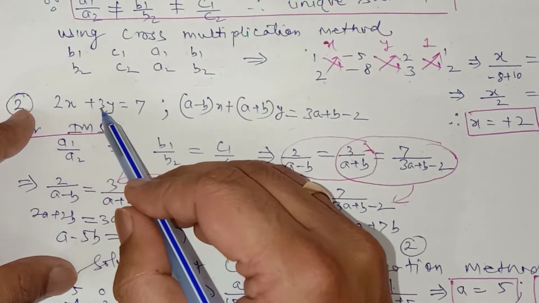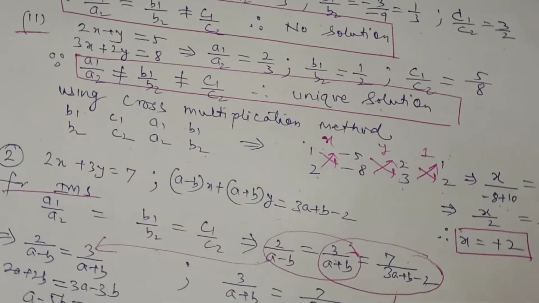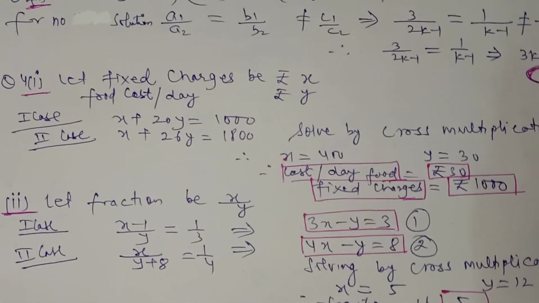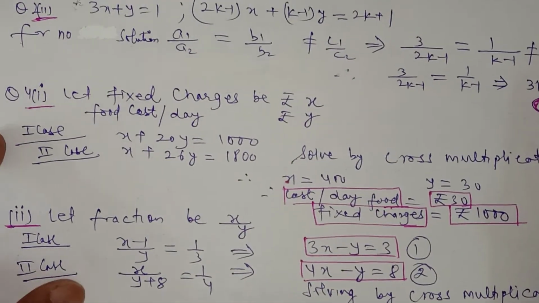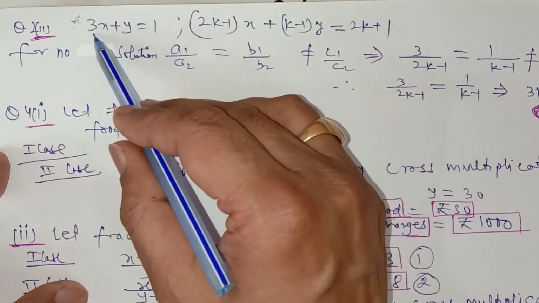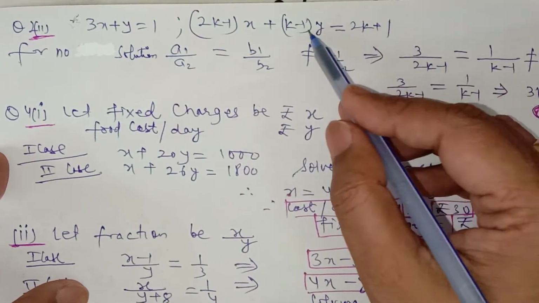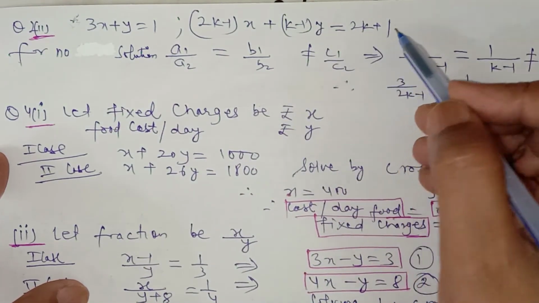In this, a1, b1, c1, and a2, b2, c2. So this is the important question in which you have to find which type of solution the equations have, and you have to find the unknown values. Similarly, in the second part of this question, two equations, 3x plus y is equal to 1 and 2k minus 1 x plus k minus 1 y is equal to 2k plus 1, have no solution.